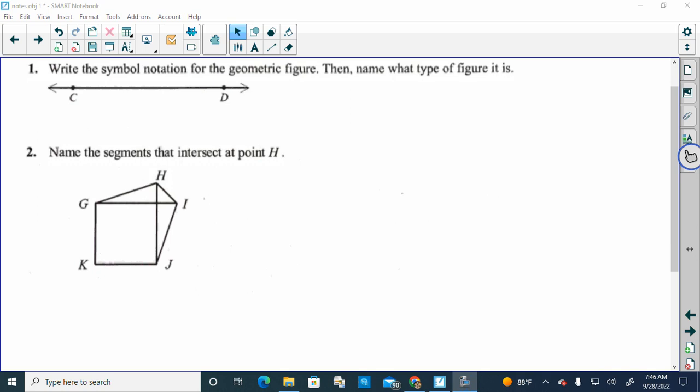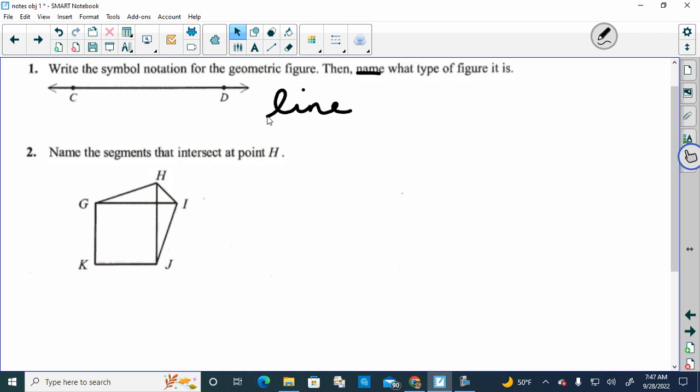Okay, so number one says write the symbol notation for the geometric figure, then name what type of figure it is. So you're going to name what the drawing is, and then you're going to use your symbols and your notation. So looking back at your vocab, we had segments, and then we had lines. So segments terminated, and then lines went in both directions. So this would be a line. Okay, so we write the word line, because that's naming it.